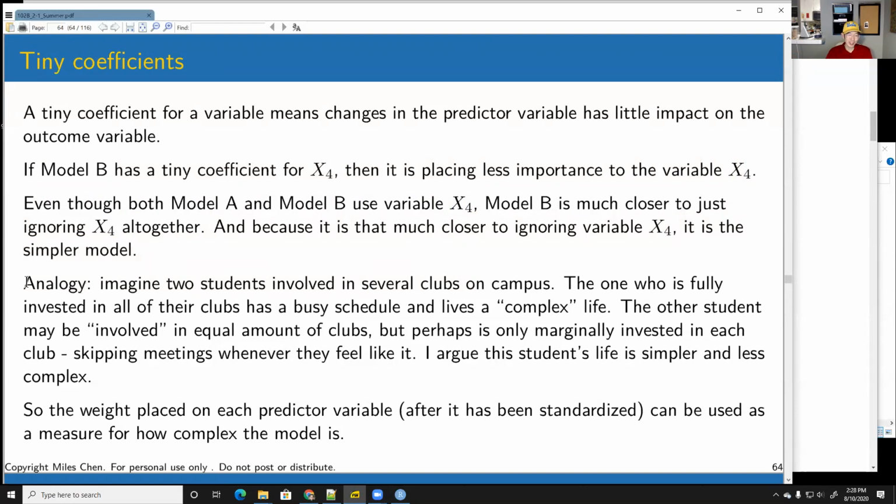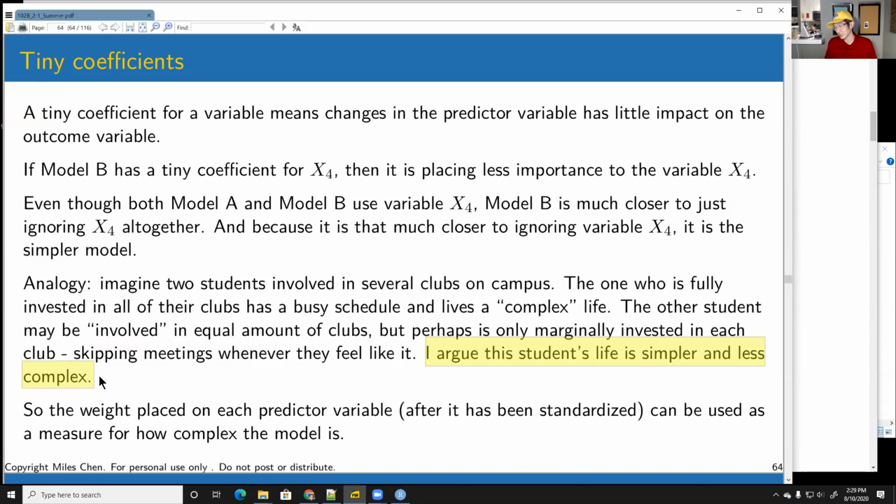So here's a silly analogy, right? Imagine you've got 2 students and they both are involved in several clubs on campus, right? And we know clubs can be very time consuming. Let's say one of them is fully invested in all of their clubs, has a super busy schedule, lives a complex life. The other student perhaps is involved in a bunch of these clubs, but is only marginally invested. They don't feel like going, they skip a meeting. There's an event going on, they don't participate, right? So they're only marginally invested. So I argue that the student that's only marginally invested, that student's life is simpler and less complex.